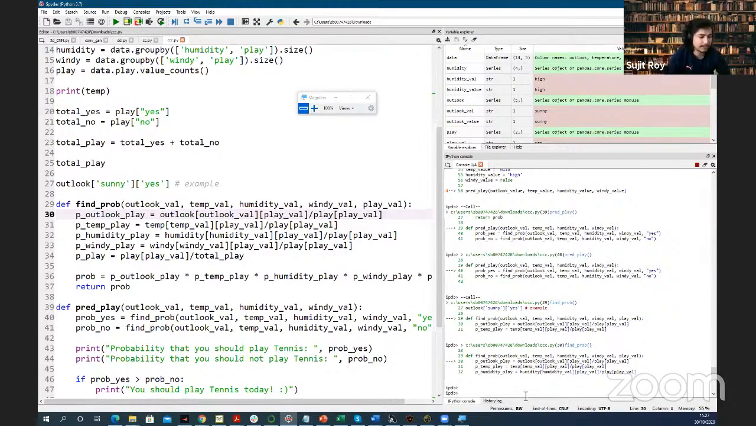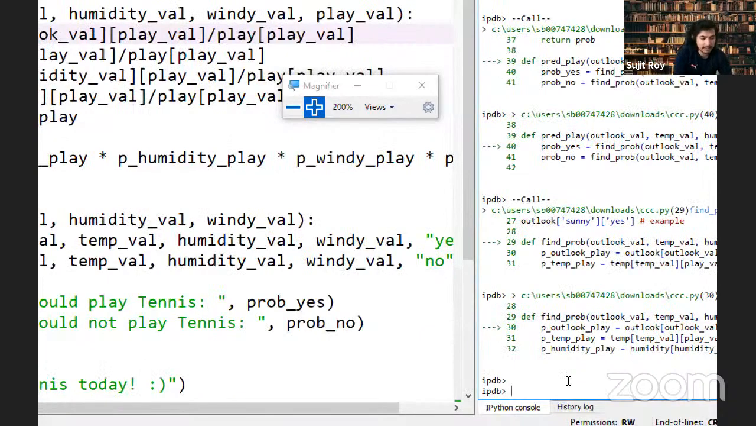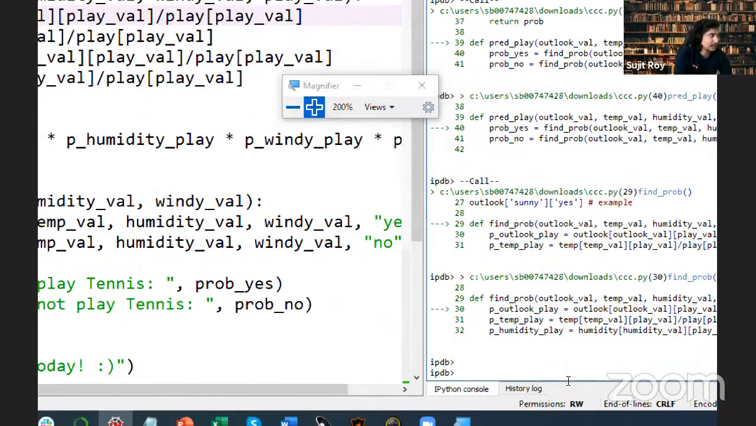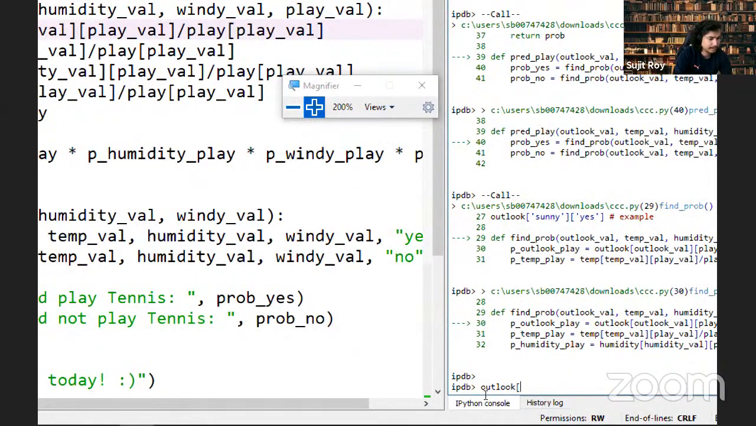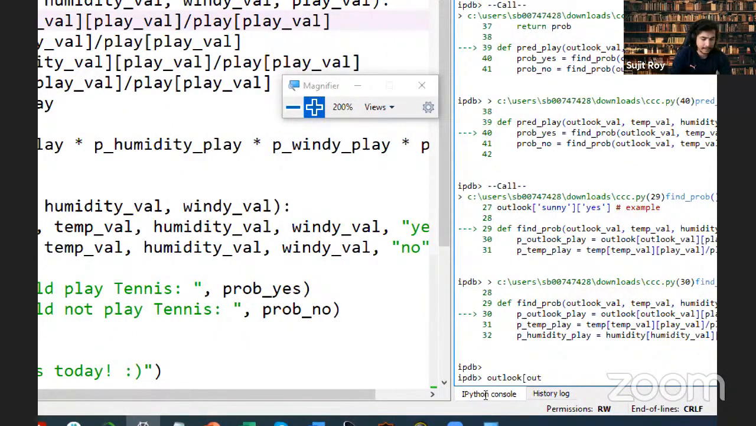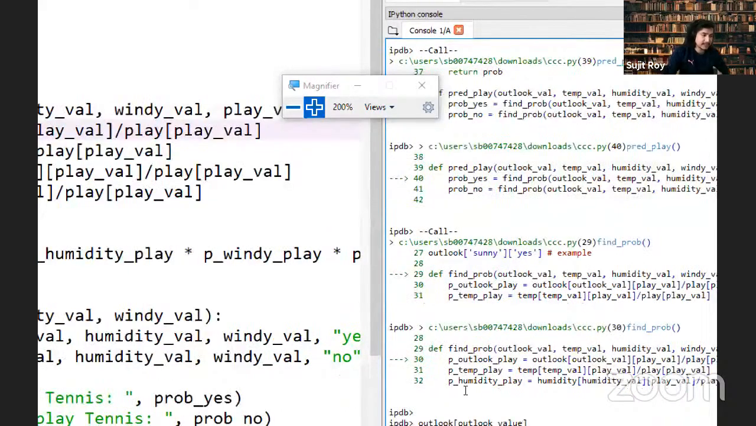So I want to see, without running this line here, is outlook. This is the way you can debug any program, and you can see for yourself as well. Okay, this is for your home practice actually. So outlook for outlook value. So this output here is, see, 3 and 2, correct? So 3 for no and 2 for yes, as we discussed by looking at just the data set.